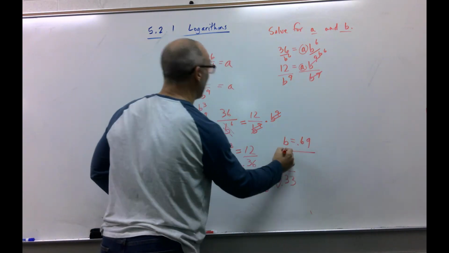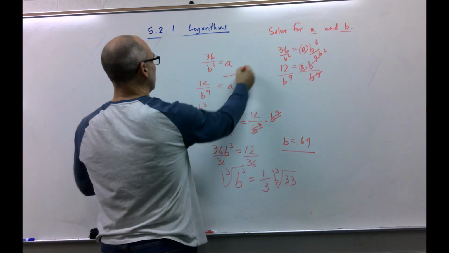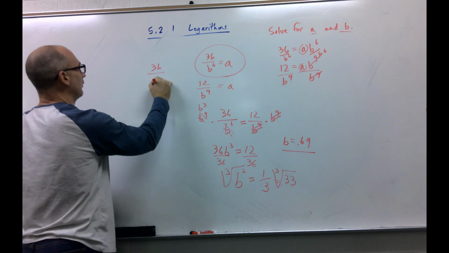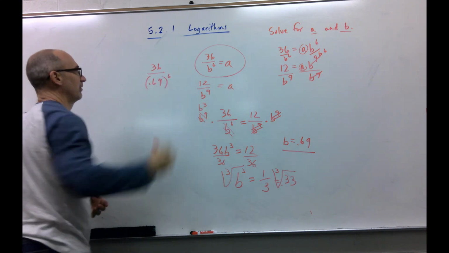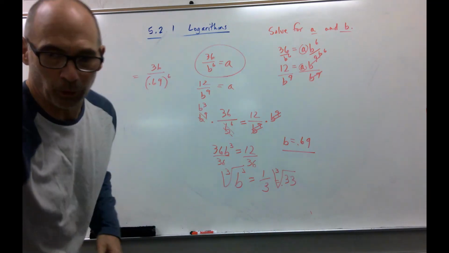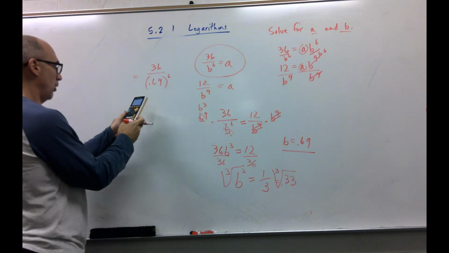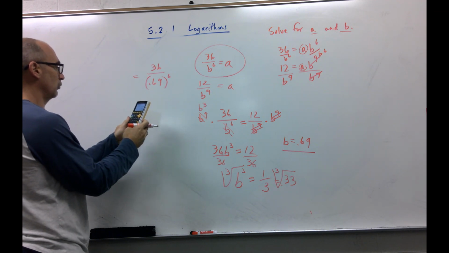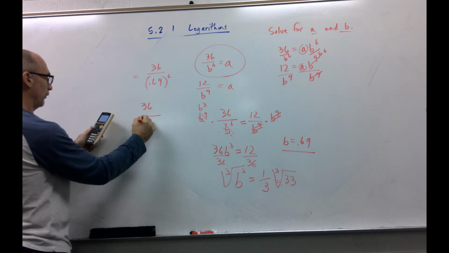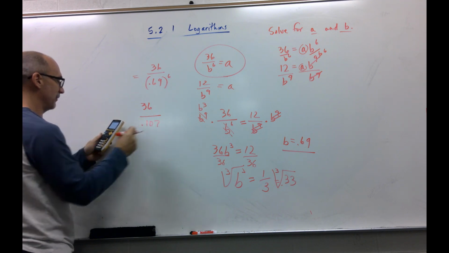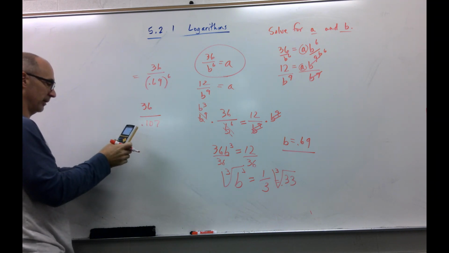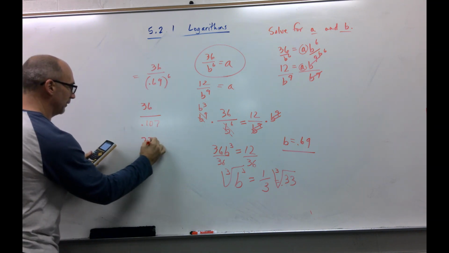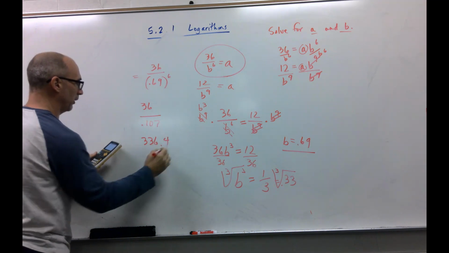I've got to find A. Easiest place to put it maybe is here. So I'm going to go 36 over 0.69 to the 6th power. So we just got to kind of keep working like this. So 0.69 raised to the 6th power is 0.107, so I get 36 over 0.107. So 36 divided by 0.107 is 336.4. So there's A.